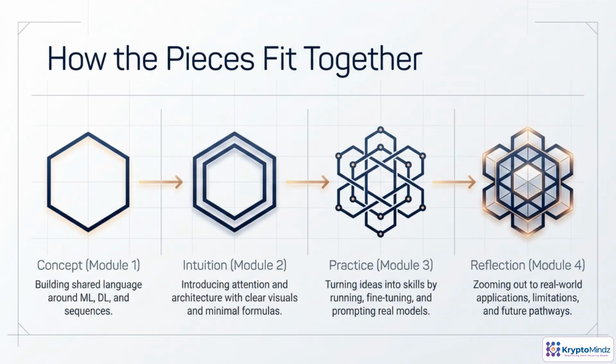Think of this course as a guided loop: concept, intuition, practice, then reflection. We'll first build a shared language for machine learning, deep learning, and sequences, so the terminology feels natural. Then we'll develop a strong gut feel for attention and transformers without drowning in math. After that, we'll turn that understanding into hands-on skills with real models. To close, we'll zoom out, connect everything to real-world uses and limits, and help you decide where you want to go next.